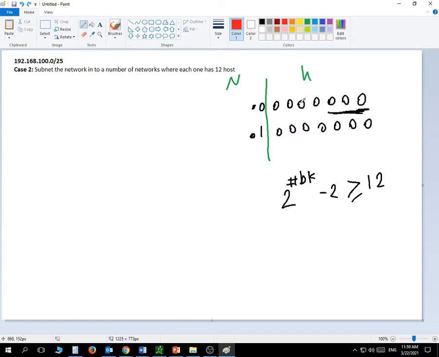Oh, that's an ugly line. Let me just do it again. And here you go. Now, since I'm keeping 4 bits here, that basically means I have 3 bits that I can actually give to the network portion. And because I have 3 bits, I know that I can have 8 different networks. This is a case where you have to show me those 8 networks.